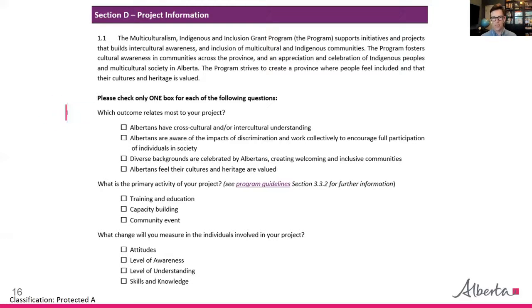The first question on this page is about project outcomes. The MIIG program has 4 intended outcomes. These outcomes can be thought of as changing the hearts and minds of Albertans when it comes to inclusion and understanding of other cultures. Outcomes are your project's results, and the outcomes are: Albertans have cross-cultural and/or intercultural understanding. Albertans are aware of the impacts of discrimination and work collectively to encourage full participation of individuals in society. Diverse backgrounds are celebrated by Albertans, creating welcoming and inclusive communities. And finally, Albertans feel their cultures and heritage are valued.